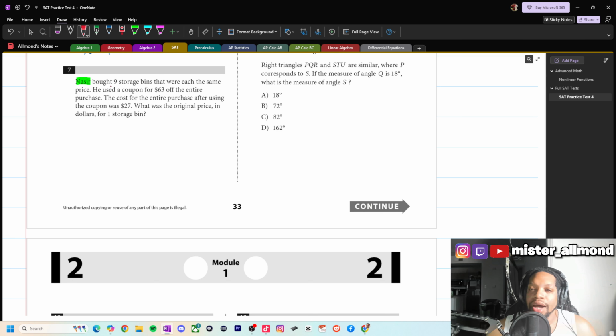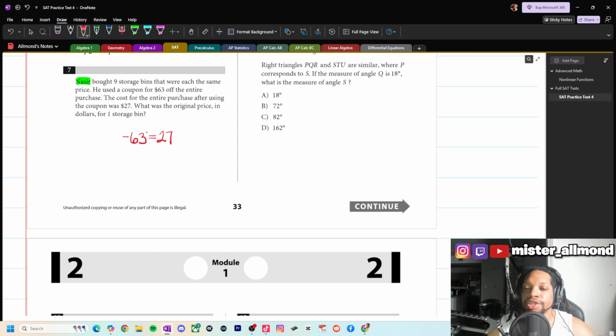But 9 storage bins, each the same price. He used a coupon for $63 off the entire purchase. Okay, so the cost for the entire purchase after was $27. So I'll go boom. And then I know whatever he was originally going to pay, he got 63 off. So something minus 63. And then the total cost was 27. What was the original price for 1?